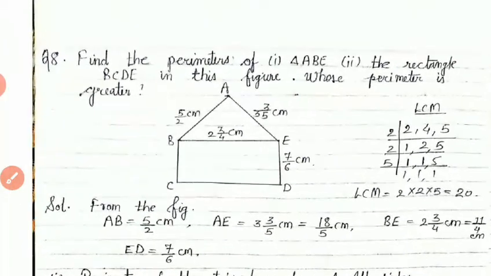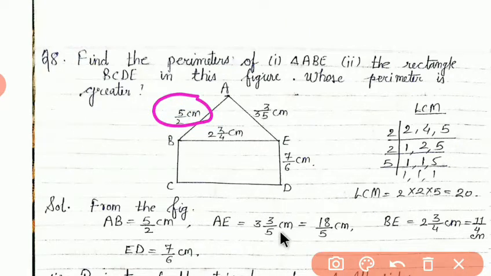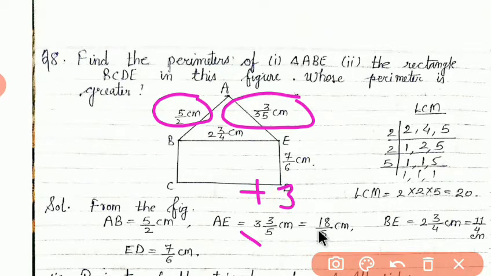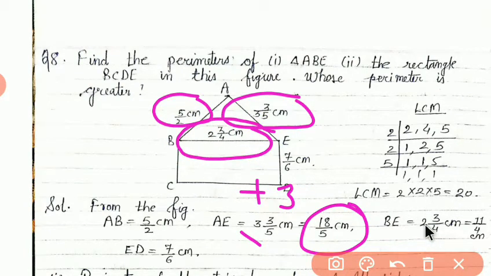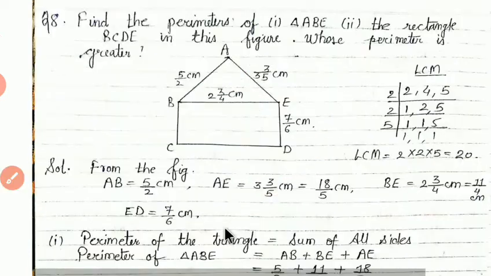From the figure you can see, what is the value of AB? AB is 5 by 2 centimeter, AE is 3 by 5. Here it is given in mixed fraction, so we have to change it into improper fraction. So how to change? 5 into 3, 15, 15 plus 3, 18 upon 5 centimeter. Then BE is 3 by 4 centimeter. So 4 twos are 8, 8 plus 3, 11, 11 upon 4 centimeter. And the value of ED is 7 by 6 centimeter.